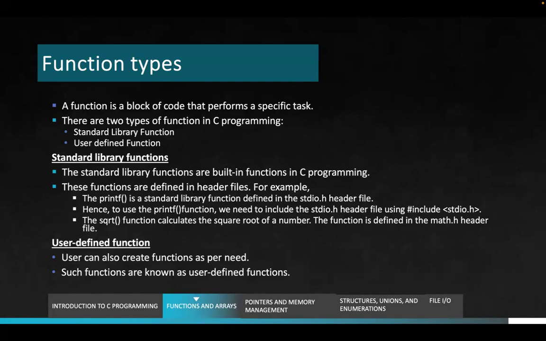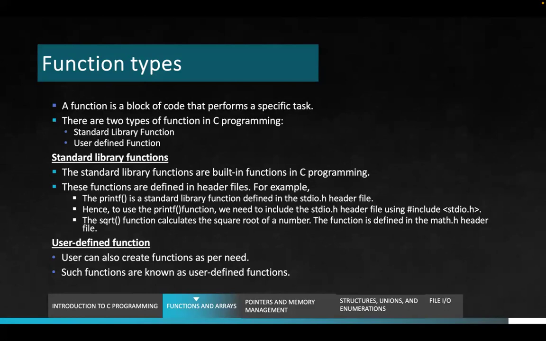In C programming, we have two types of functions. One is the standard library function. The next one is the user-defined function. What is meant by a standard library function? Standard library functions are built-in functions in C. These function definitions are already present in the header files. For example, I have previously used the stdio.h header file for using the inbuilt functions printf and scanf. Printf is a standard library function defined in stdio.h. That is the reason I have used the include directive.